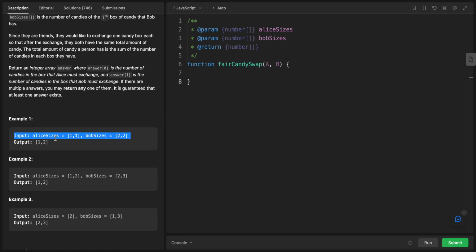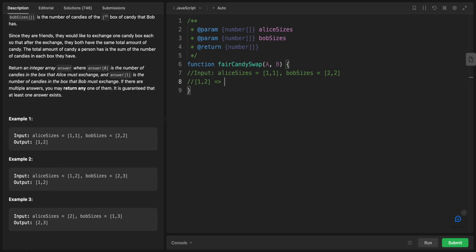So let's take this as an example. The answer was this array, and it's pretty obvious, it's easy for us to understand. But how do we know which number Alice should give and which number Bob should give?